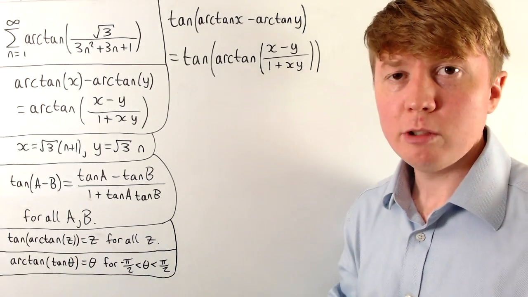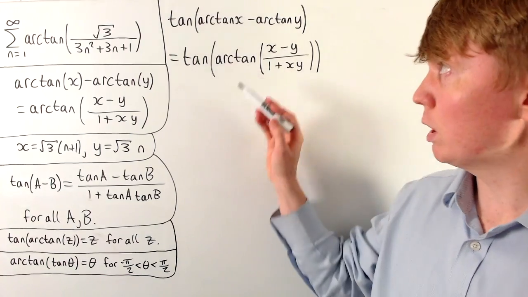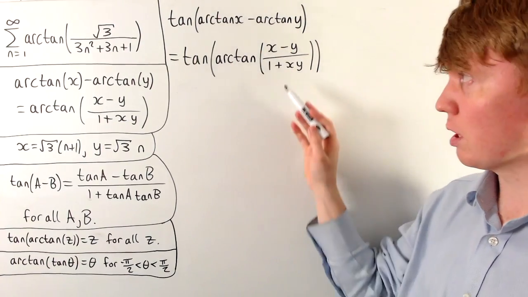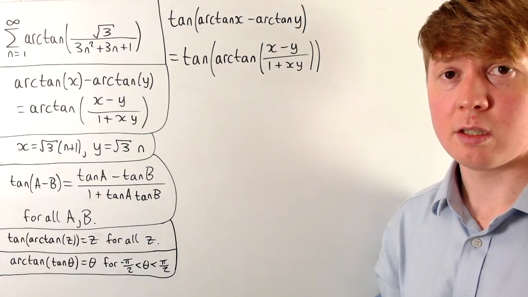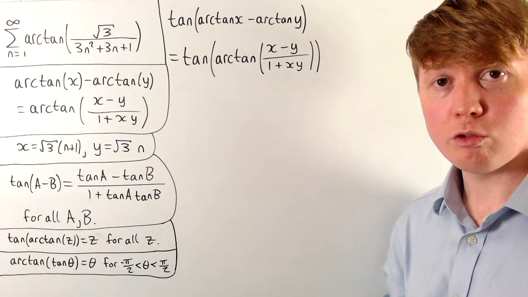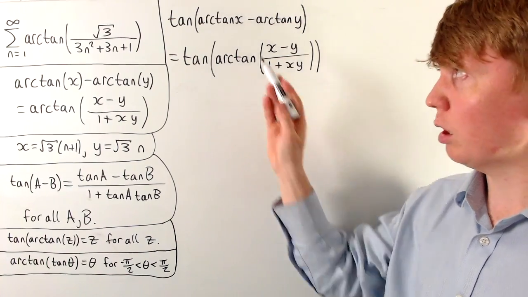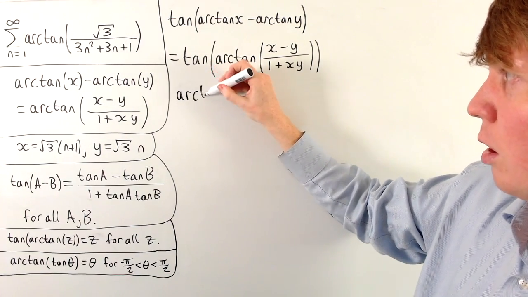Now we'd like to somehow get rid of the fact that we've got a tan on both sides of this equation, because what we really want to show is that arctan x minus arctan y is equal to arctan of this fraction. To get rid of these tans, you'll notice that so far this is true for all values of x and y, which means that we can take arctan of both sides here, and this will still be true for all values of x and y.